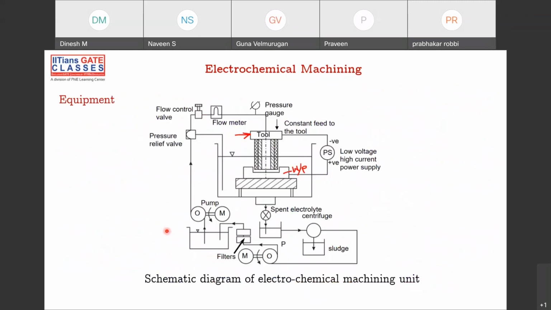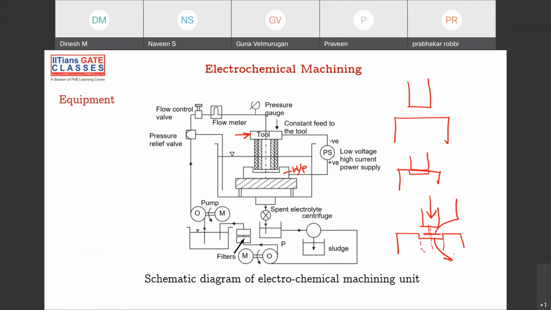Electrode feed rate is nothing but, let me draw some series of diagrams, you'll understand that. Initially the workpiece is like this, tool is like this, then after some time the workpiece will be touching, it will be like this. Then the workpiece will be removed something like this, and after some time, obviously your tool has to come down to adjust this gap, right? Your tool is coming down, and as the tool is coming down, the workpiece gets removed, and the gap between tool and the workpiece is maintained constant.